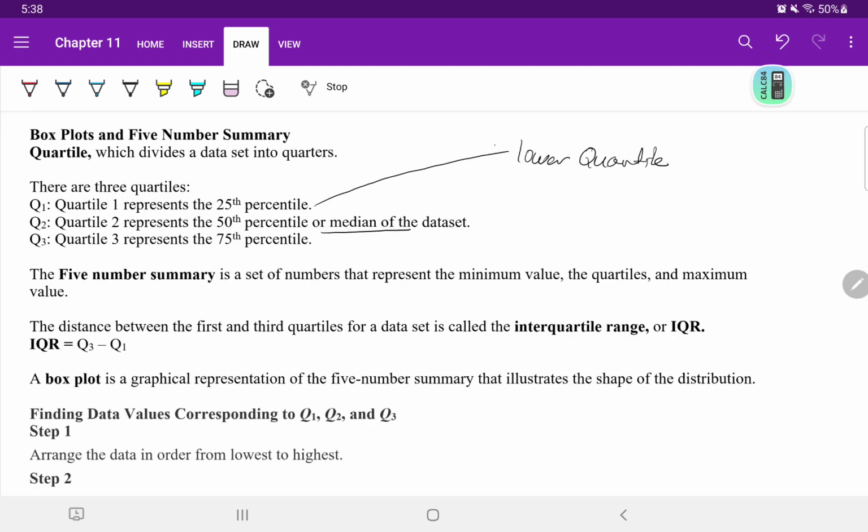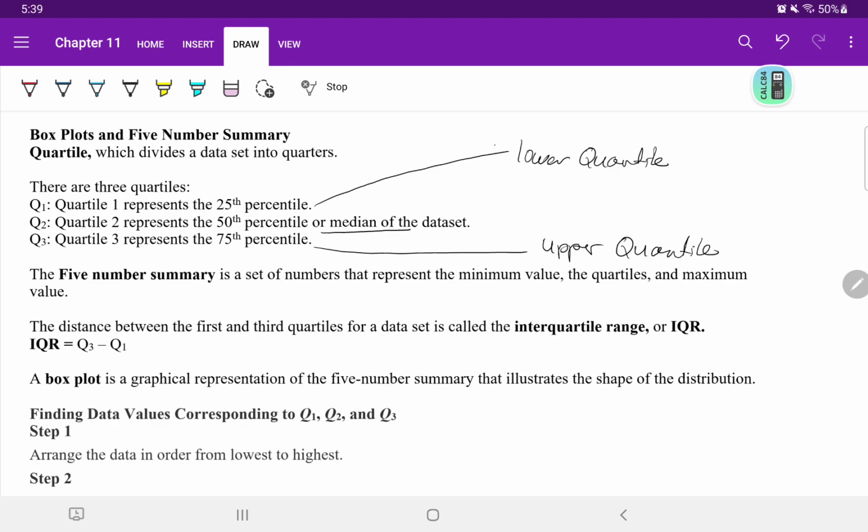And the third quartile, which we can sometimes call Q3, represents the 75th percentile, and we can sometimes call that the upper quartile. And if looking at the 100th percentile, which is quartile 4, that is the maximum.